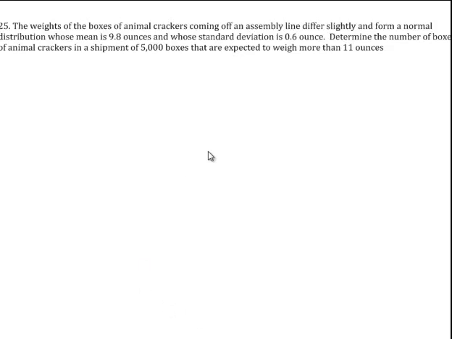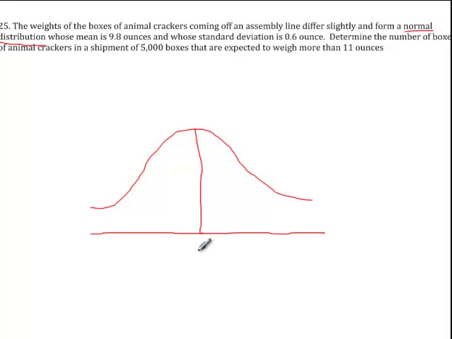The weights of a box of animal crackers coming off an assembly line differ slightly from a normal distribution. As soon as I see the words normal distribution, I know I'm doing a bell curve. So I'm going to come down here, and I'm going to start drawing a bell curve. I know my bell curve has a middle right here, and that's my average. So the mean is 9.8. Okay, so I'm going to put 9.8 right there. Standard deviation is 0.6. So I'm going to go one standard deviation above, add 0.6 onto that, and I get 10.4. Add 0.6 onto that, I get 11. Add 0.6 onto that, I get 11.6.